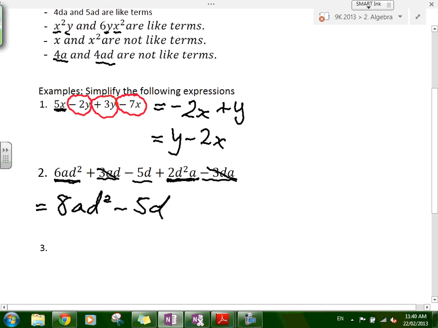Okay? So we're looking at the like terms, simplifying, and then looking at each one separately. I'll just let you finish copying that down.